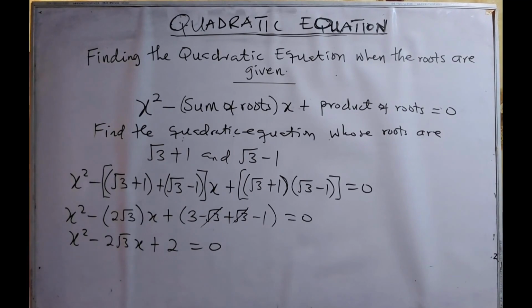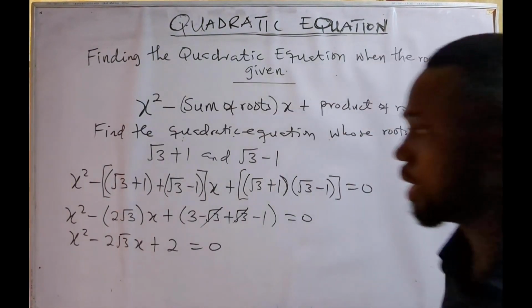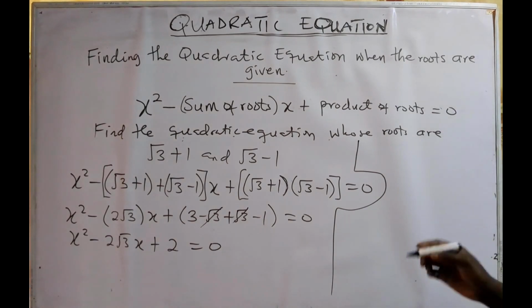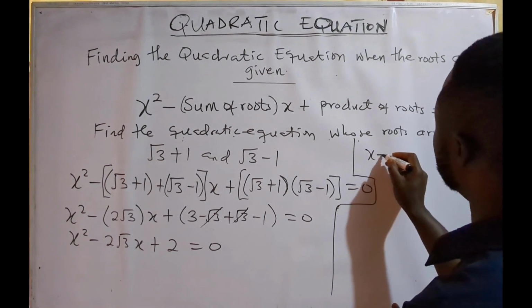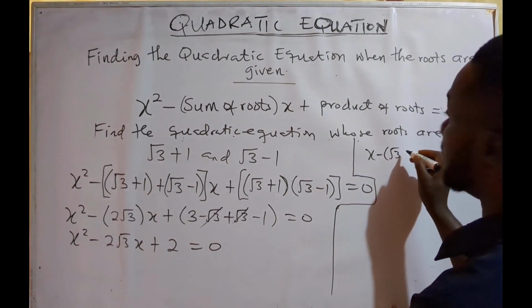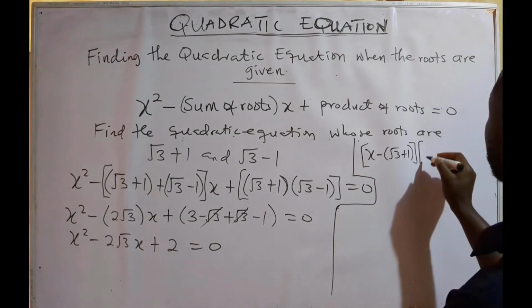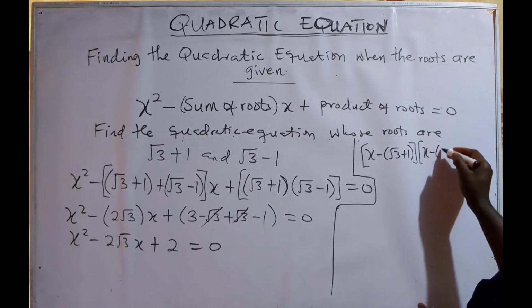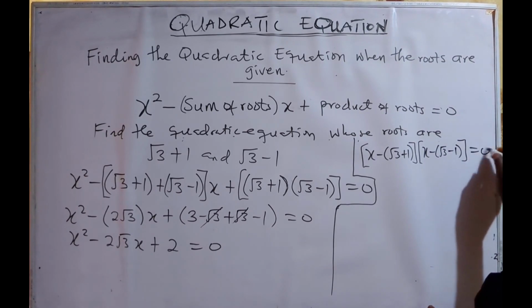So this is how our quadratic equation is going to be, and the roots are this. Let's see if we can also use the other method to get the same answer. The other approach: we have x minus, so you can make it minus root 3 plus 1. So this is our one bracket, another bracket x minus, this is positive root 3 minus, so you can make it minus also root 3 minus 1. Then we close, equal to 0.